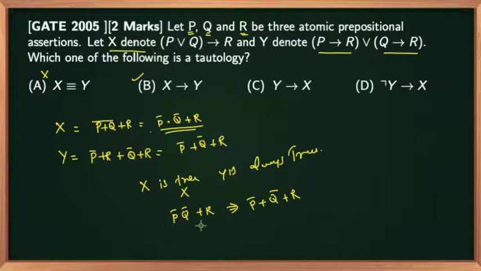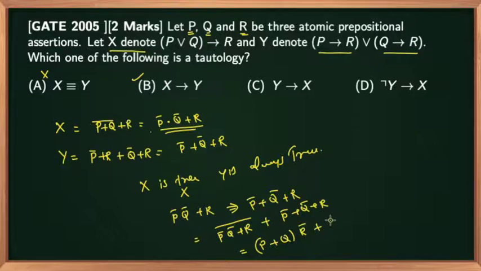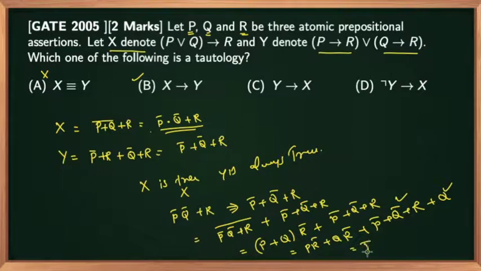Anyway, let me just complete this. So this is an implication, so I can write it as (P'Q' + R)' + P' + Q' + R, right? So what I will get here is (P + Q)R' + P' + Q' + R. So that's equal to PR' + QR' + P' + Q' + R. So I have R here, R bar here, so I can add Q, right? So I have Q here and Q bar here, so that means this is going to evaluate as true. So that means choice B is true.